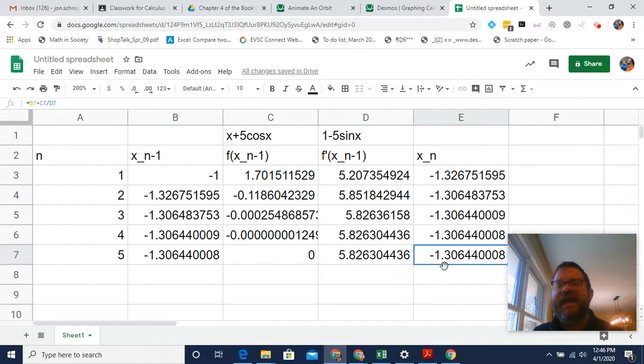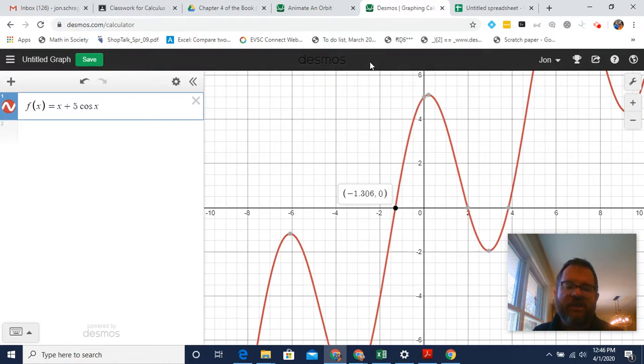So we know that the actual 0 of the function is at negative 1.30644 or whatever, which makes pretty good sense for this function right here, right? That seems like it could be. Hey, how could we find this 0 over here? Well, let's just choose a guess near this 0 and see what happens to our spreadsheet.